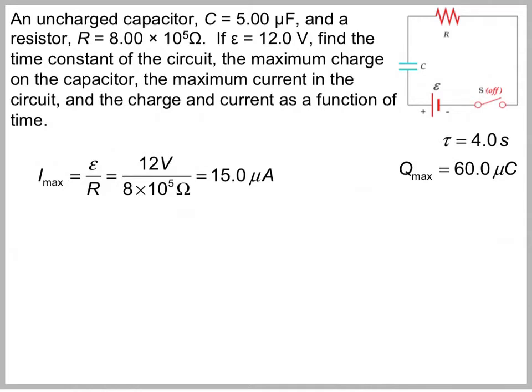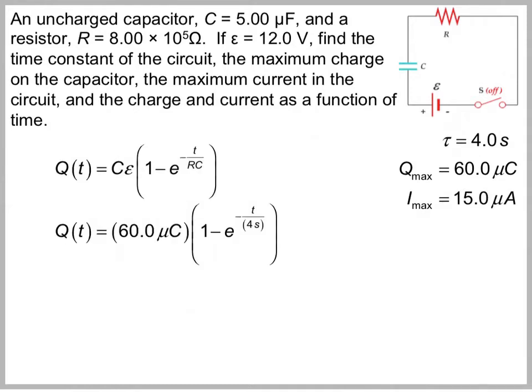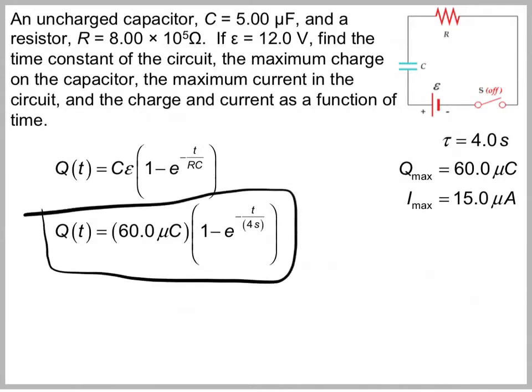So now that I have Imax and Qmax and tau, I can plug those into our equations and get charge as a function of time. We know charge as a function of time is Qmax, which is also CE, times 1 minus e to the minus t over tau. So we plug in our values, and we get Q as a function of time is 60 microcoulombs times 1 minus e to the minus t over 4.